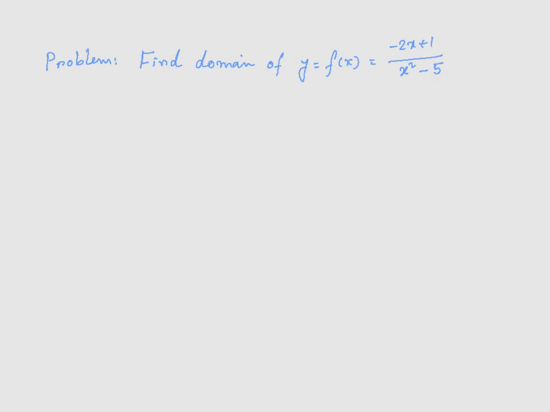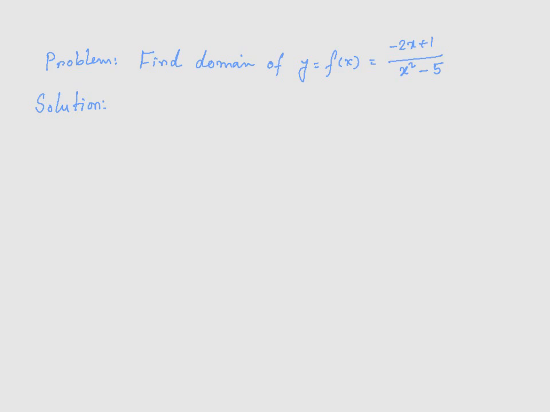In this video, I am going to find the domain of this given function f of x is equal to negative 2x plus 1 divided by x square minus 5. Please note that this function involves division, so we call it a rational function.